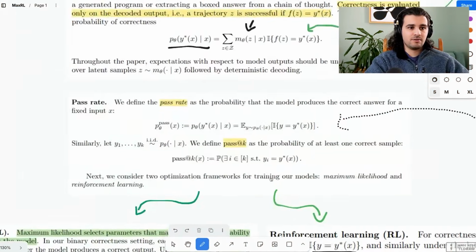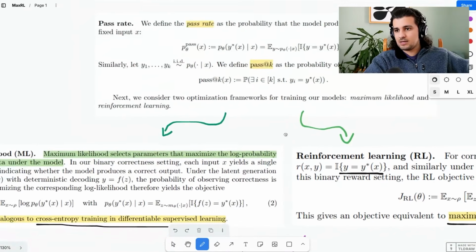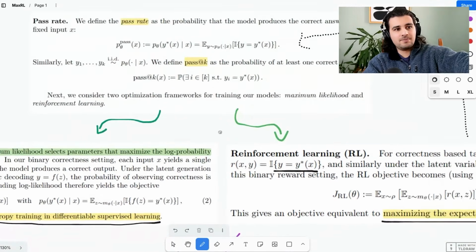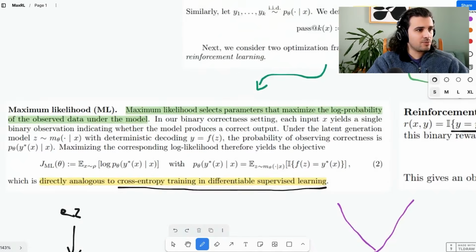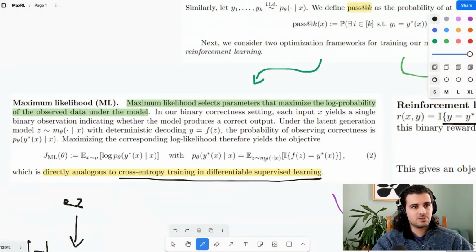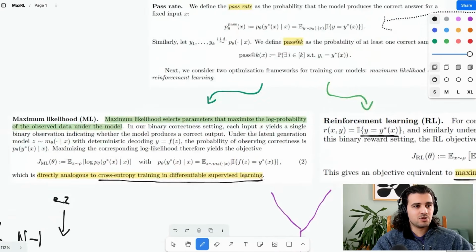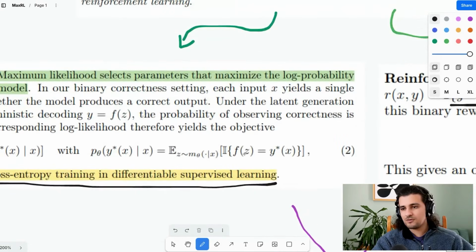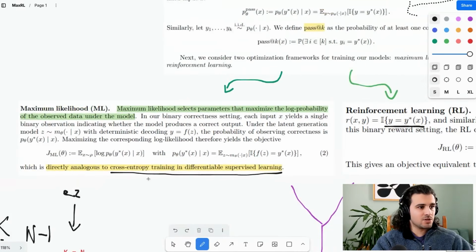There are two frameworks here. There's the maximum likelihood framework, which is only used in a differentiable setting, and then the classical reinforcement learning one. In the maximum likelihood framework, you have this log of the probability that we just discussed, which is actually this, which we just showed over here. In this case you have y, but you can also have the decoding function of z, which will equal y. So this is analogous to cross entropy training in differentiable supervised learning.